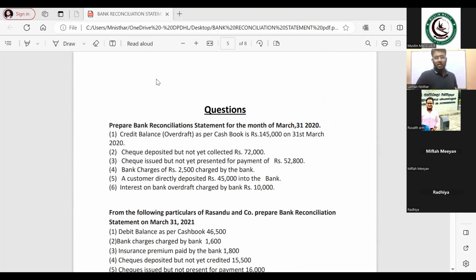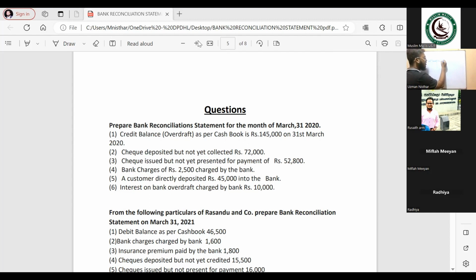Here there's a credit balance, an overdraft balance. I haven't explained the overdraft situation yet. Overdraft is a facility provided by the bank for a current account holder, only to a current account holder, up to a certain amount. Let's say, for example, this is your bank account and you have a balance of 100,000. Overdraft facility means, let's say you have issued a check of 150,000.